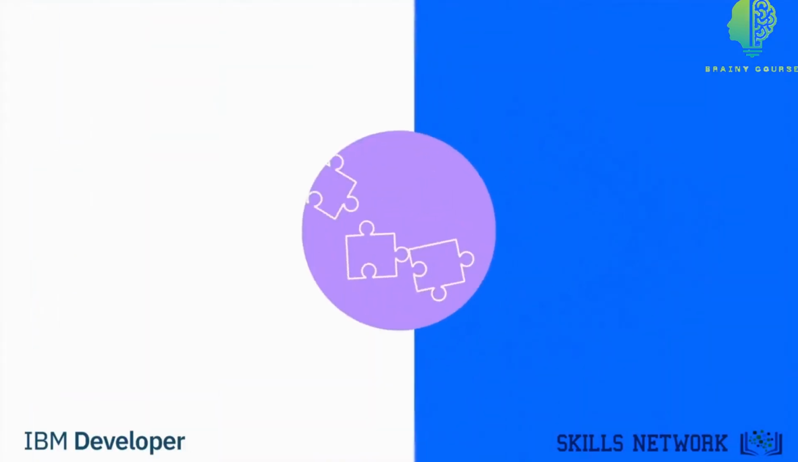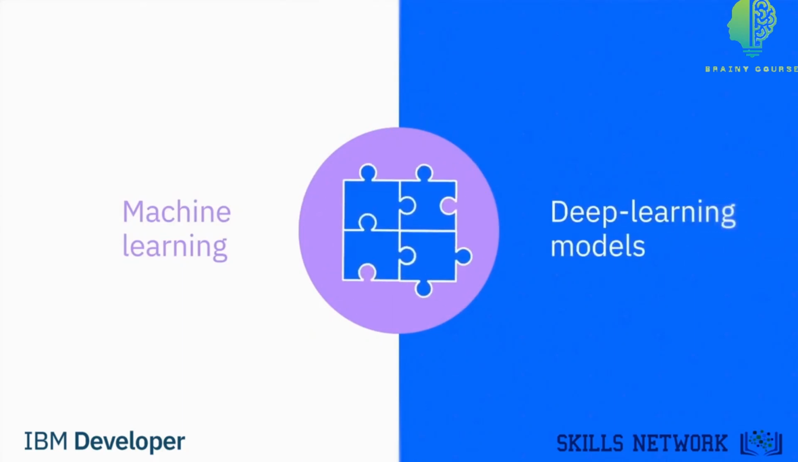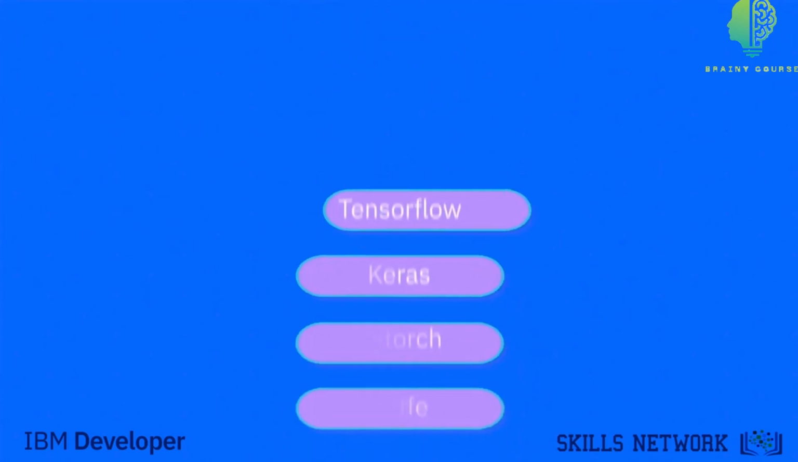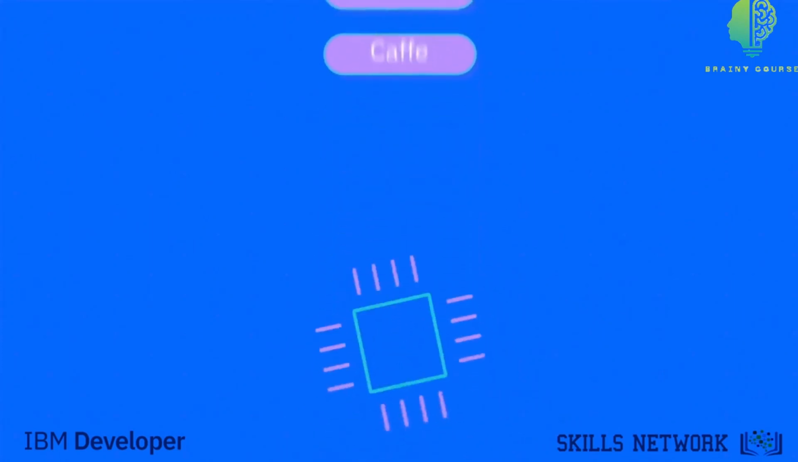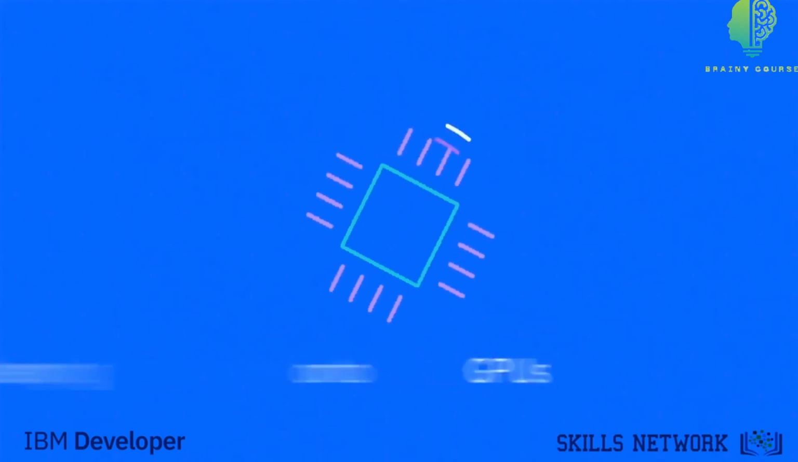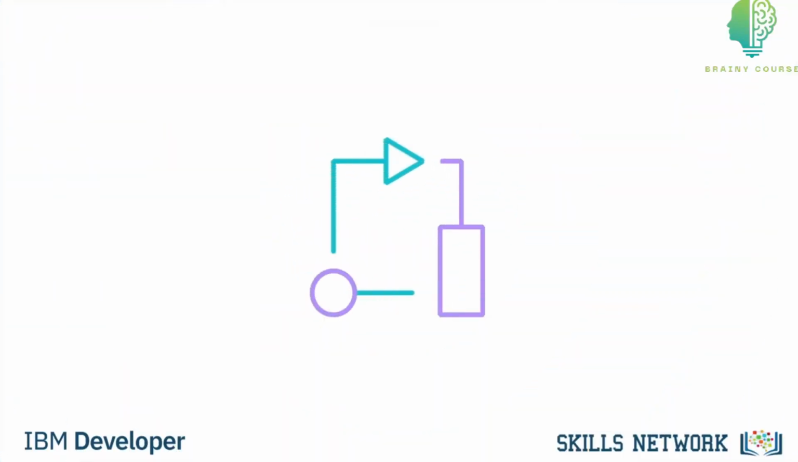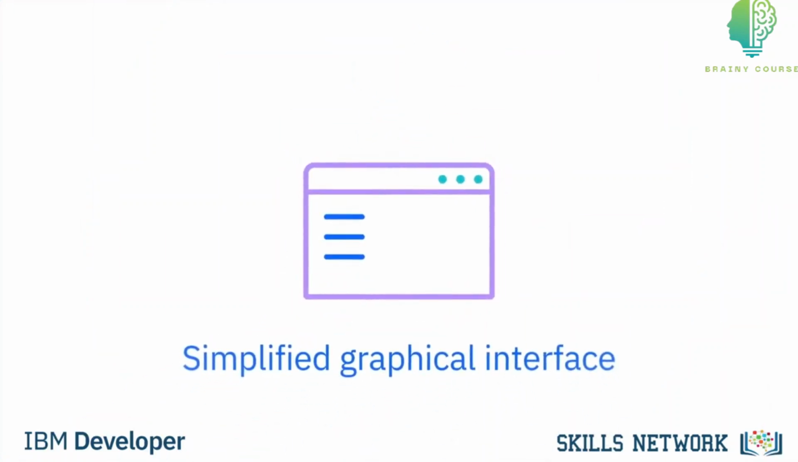And developers can use that efficiency to quickly dive into building machine learning and deep learning algorithms. In fact, in the area of deep learning, Watson Studio supports some of the most popular frameworks and can deploy that deep learning onto the latest GPUs to help accelerate modeling by making it easier to use. The environment's built-in neural network modeler also helps you build models with a simplified graphical interface.